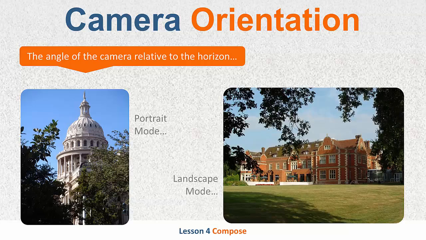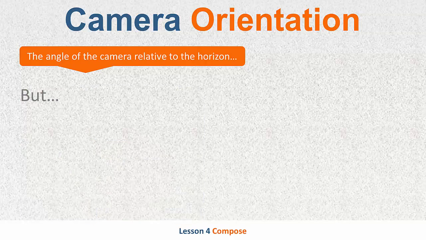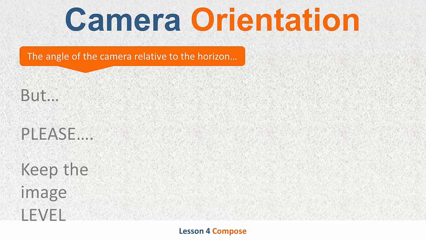In general, use portrait mode to reinforce strong vertical lines, and landscape mode to reinforce strong horizontal lines. However, the image does not have to be only horizontal or vertical. It can also be tipped, such as in this photo. But please, please keep the image level if you are shooting portrait or landscape mode.